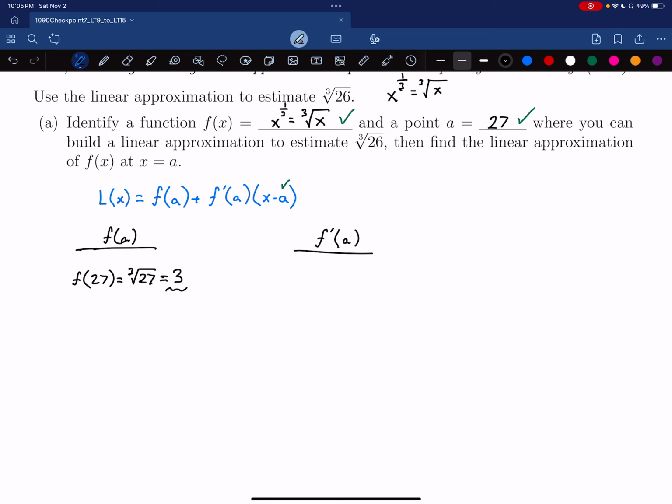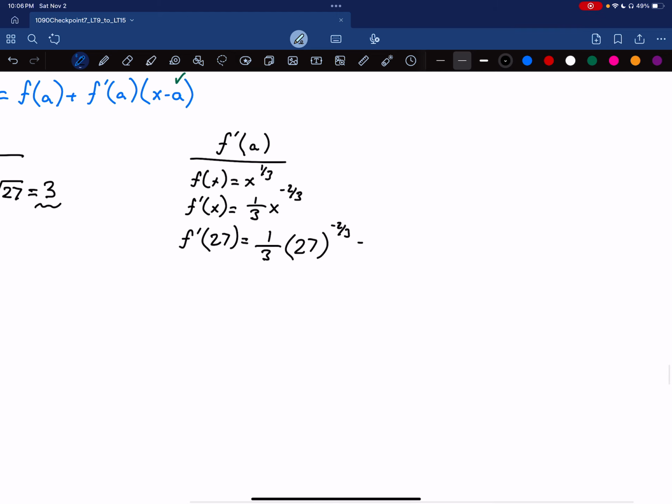So I'm going to use the function f of x. I'm going to write it in the form of x to the 1/3, so we can use the power rule pretty easily. That means f prime of x will be equal to 1/3 x to the negative 2/3 power for our power rule. Now we need to find f prime of a, and a is 27. So that equals 1/3 times 27 to the negative 2/3 power.